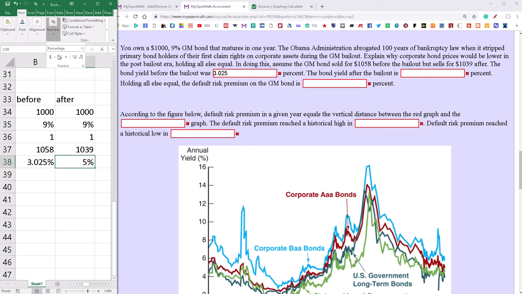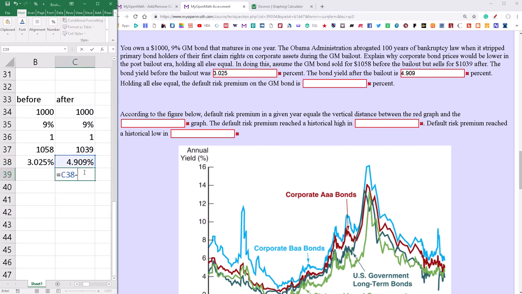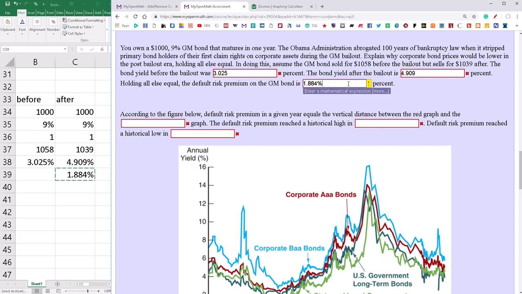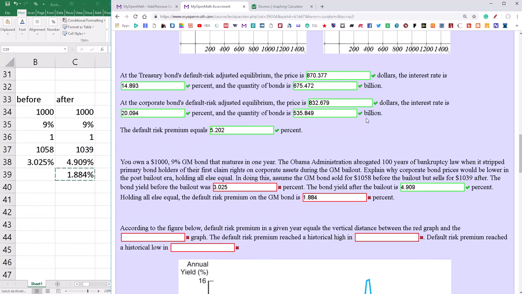So the yield went to 4.909%. So the yield after the bailout is 4.909%. So the default risk premium is just a difference in the two. And we hit enter. And maybe this needs to be 3.